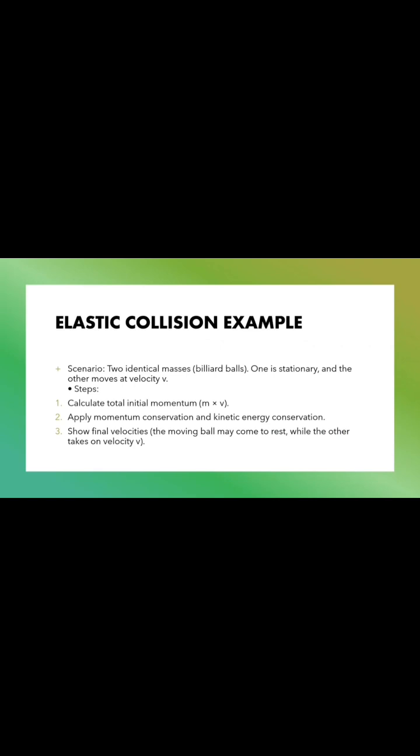Now for the elastic collision example. Let's imagine two identical billiard balls. One moves with velocity v and collides head-on with another that's stationary. Because both momentum and kinetic energy are conserved, we can show mathematically that the moving ball transfers its velocity to the initially stationary ball and then comes to rest. This is a classic demonstration of a perfectly elastic collision between objects of equal mass.